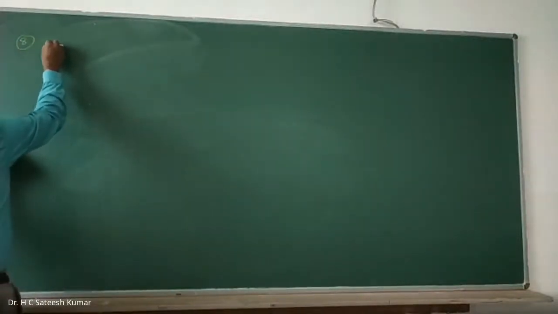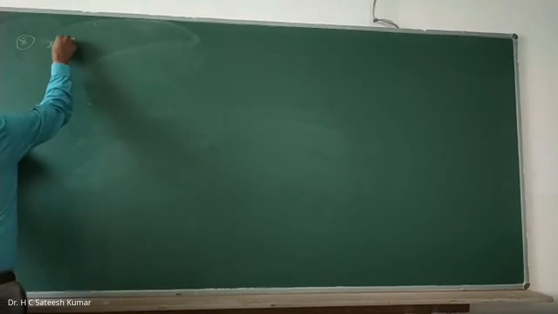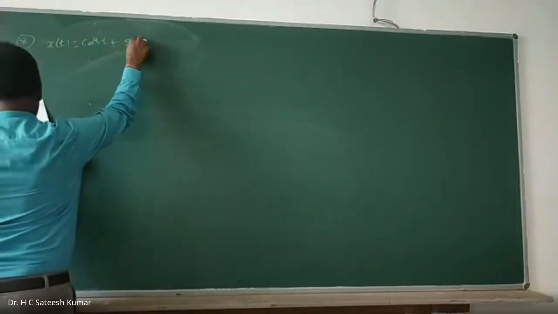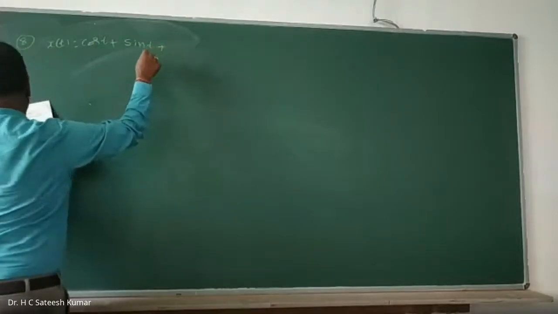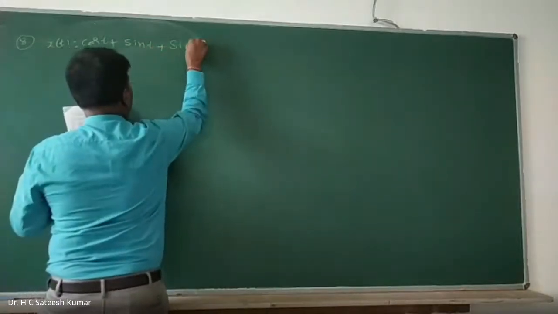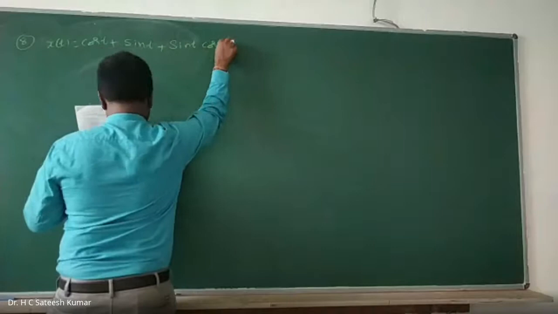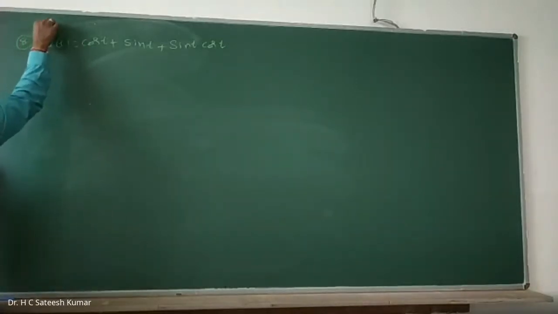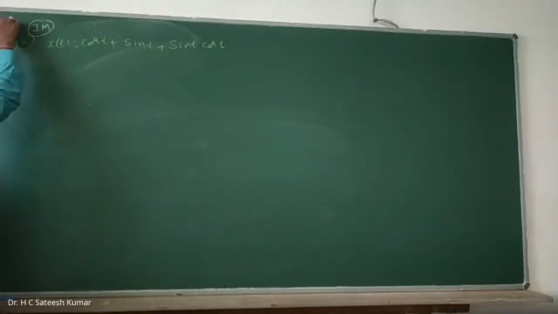Find even and odd components for the signal x of t is equal to cos t plus sin t plus sin t cos t. This is an exam question for 3 marks, from January 2020.